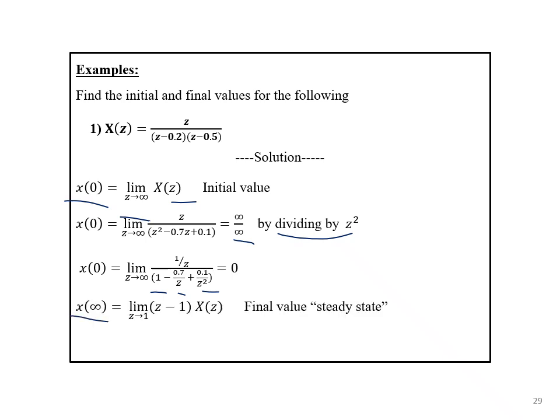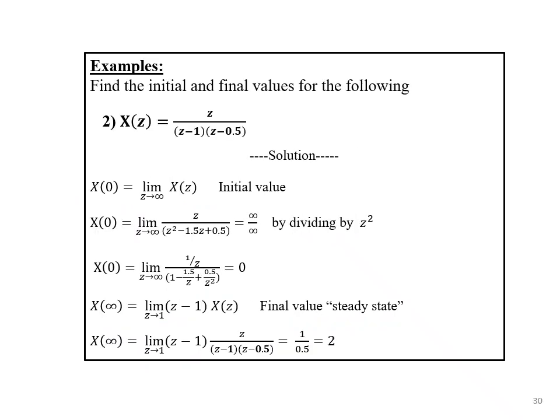For the final value, we take the limit as z tends to 1 of z minus 1 times x of z. We get the final value: limit when z tends to 1 of z minus 1 times z over z minus 0.2 times z minus 0.5 equals 0. The final value is equal to 0.